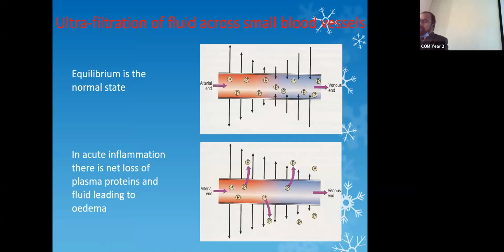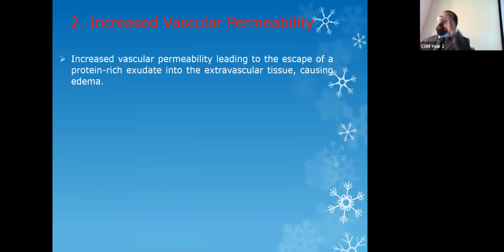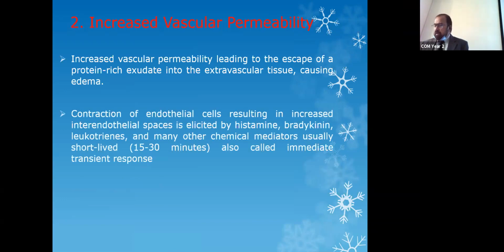Okay. Now you know this thing. I have already explained that's a normal one. The bigger cells flow in the center and the smaller one on the periphery. And in the inflammatory process, the proteins and fluids are going out. Now, vascular permeability. There is increased permeability leading to escape of the protein-rich exudate into the extravascular space. We need this thing. We need the fluid and cells to go out from the blood vessels at the site of inflammation. Okay, so there is a contraction of endothelial cells.